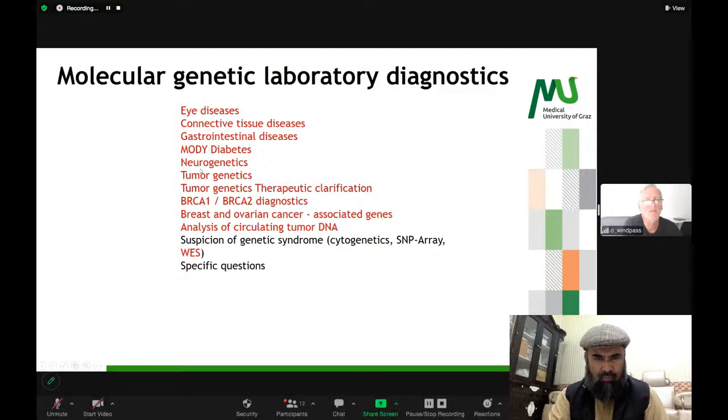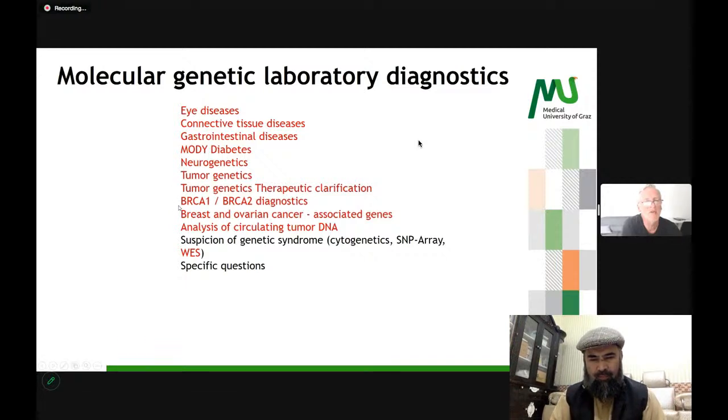A huge part of our diagnosis is also focused on tumor genetics, as you can see here, mainly BRCA1 and 2, breast cancer gene 1 and 2 diagnostics, which we cover by panel analytics, as I told you. But also, which is really on the rise right now, we analyze DNA of circulating tumors, which enables us to monitor tumors, which is very relevant for the applied therapy for certain tumors. This is a very important future direction.